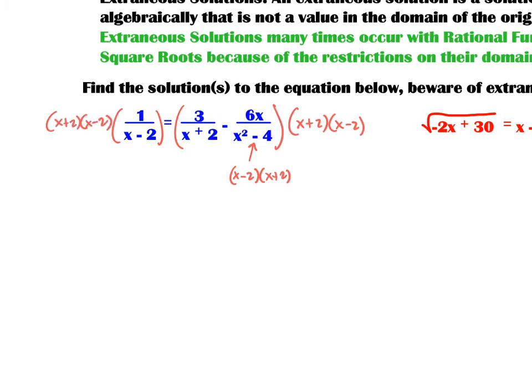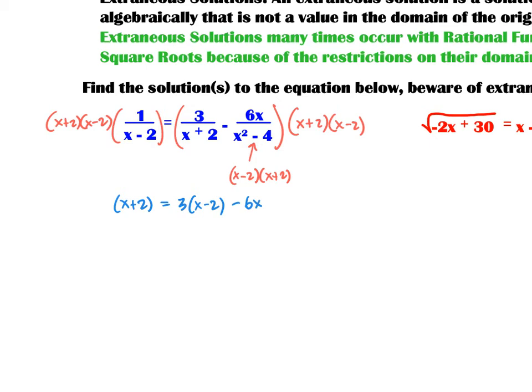All right, so on the left side, what we'll notice is that the x minus 2's will reduce. So I will get x plus 2 times 1. On the right side, with the first term, the x plus 2's will cancel, so I'll get 3 times x minus 2. In the second term, x squared minus 4 will reduce with the entire expression x plus 2, x minus 2. Therefore, I will just get minus 6x.